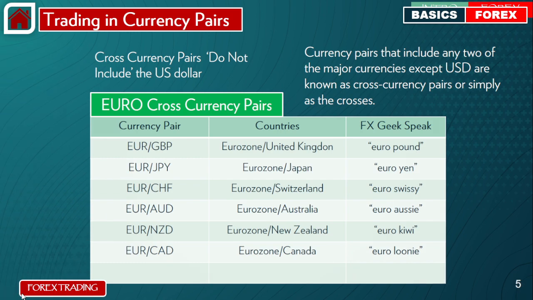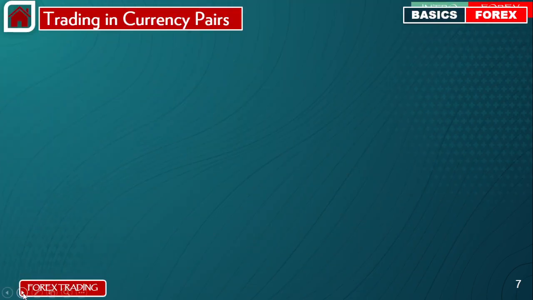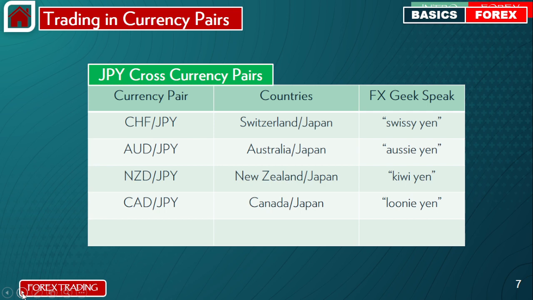Now let's look at some other cross currency pairs. Now we look at GBP, the Great British Pound. We have GBP JPY, GBP CHF, GBP AUD, GBP New Zealand, and GBP CAD. You can see that in all of these GBP currency pairs, GBP is the base currency. Now let's look at the JPY currency pairs. We have CHF JPY, AUD JPY, New Zealand dollar JPY, and Canadian dollar JPY. In this case, the Japanese yen is the term currency, not the base currency.